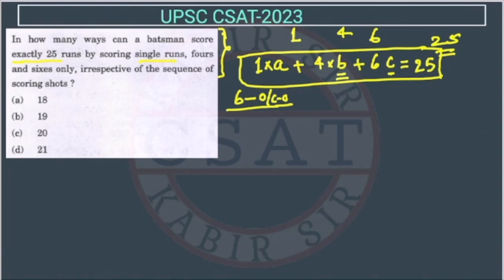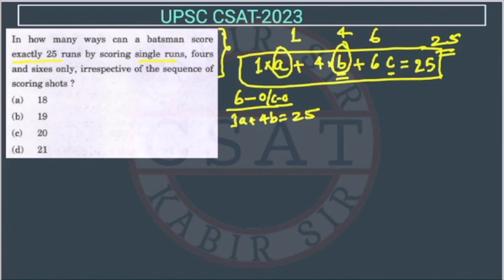So now this equation will become 1a plus 4b is equal to 25, right? So we have to just focus on the 4s, the B part. This A part we don't need to give any importance, because it will come automatically. So if C is 0, this equation will get reduced into 1a plus 4b is equal to 25.